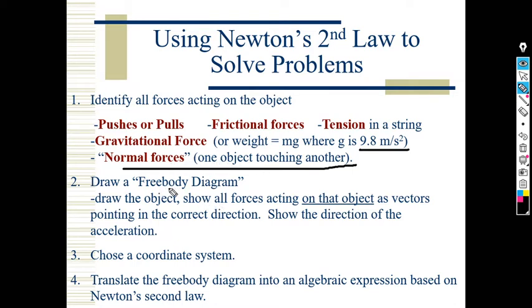Draw a free body diagram. Now, what do you mean by this? Draw the object, show all the forces acting on that object as vectors pointing in the correct direction. Show the direction of the acceleration. Choose a coordinate system for that. Translate the free body diagram into an algebraic expression based on Newton's second law.